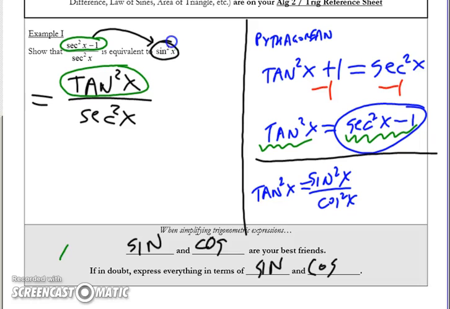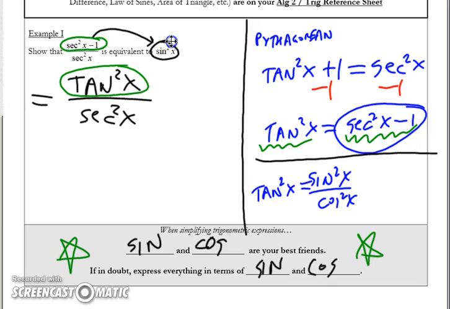Next up, remember this hint down here. General rule of thumb is when simplifying, it's advantageous to us to express things in terms of sine and cosine so we can see what cancels out and get it to its simplest form. So to that end, we're starting to think, well, tangent squared of x, secant squared of x, we got rid of that minus 1 that was in the way. Now, let's see if we can express these in terms of sine and cosine.